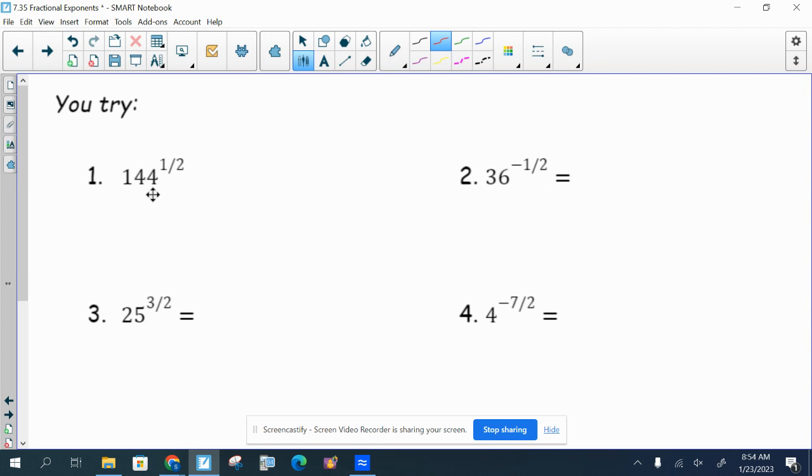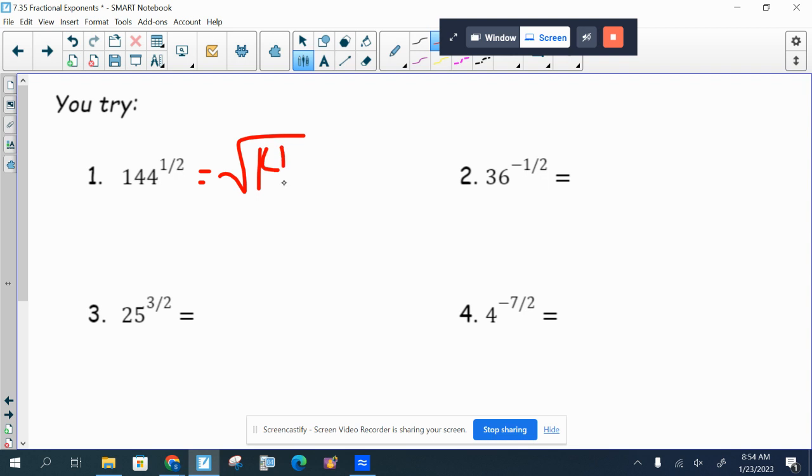And if the exponent is negative, then you know it's going to be a fraction. So like number 2 is supposed to be a fraction. Number 4 is supposed to be a fraction. All right. So for 1, you're just doing the square root of 144, which is 12.